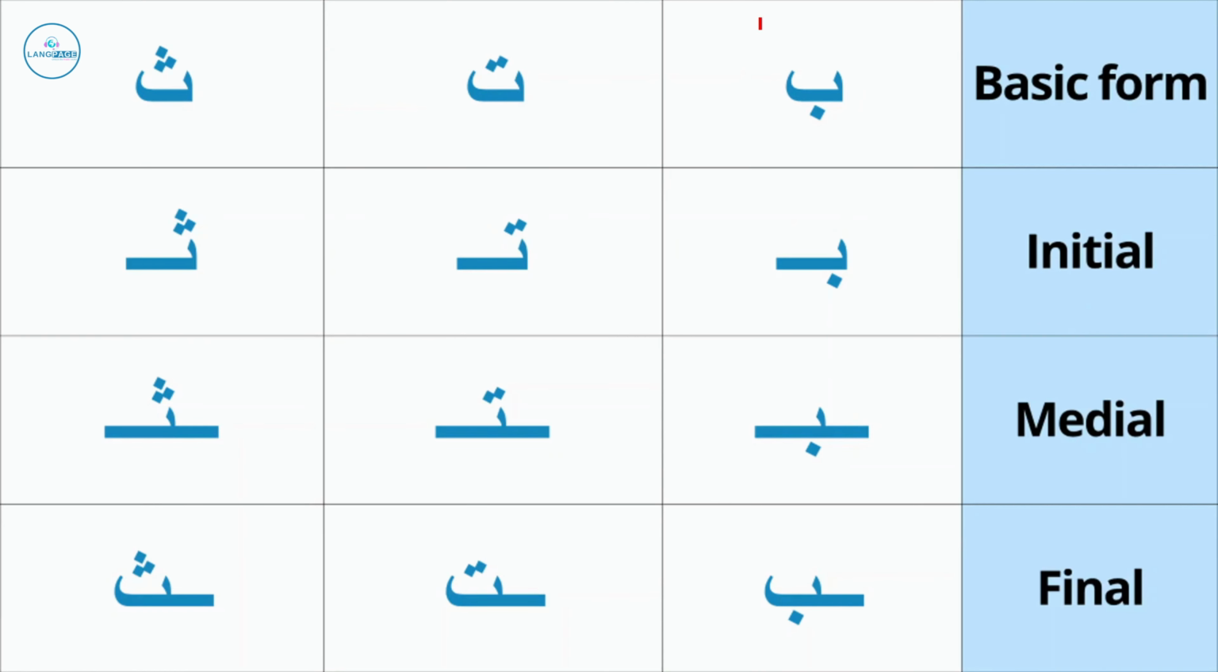Let's move to 3 letters. Ba, ta, tha. If you can notice, I put them all in one slide. Why should I be gathering them in the same slide, in the same page? Let's consider them as one family. How is that? If you can notice, this is the basic body for 3 of them. Is it similar or no? For sure it's similar. You can notice it's the same basic body, but the differences are in the dots.